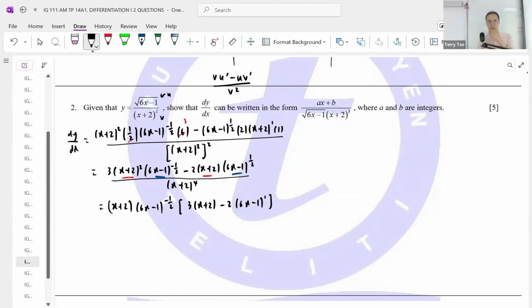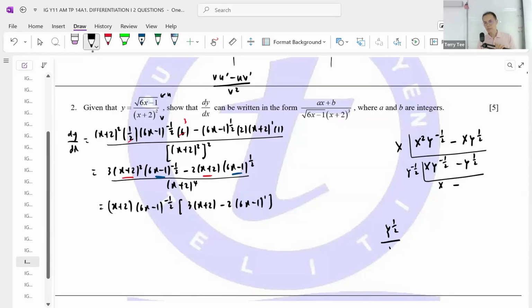Okay, now if you're unsure about this, maybe I just show you this way. I just use x and y. If I give you x squared y power negative half minus x y power half, if you take out x, this will be x and y power negative half, and this will be y power half. If you take out y, take out the smaller one, power negative half, right? This is x. What happened to this? Y power half divided by y power negative half is actually y power half plus half, which gives us y power 1. So that's how you get x minus 1.